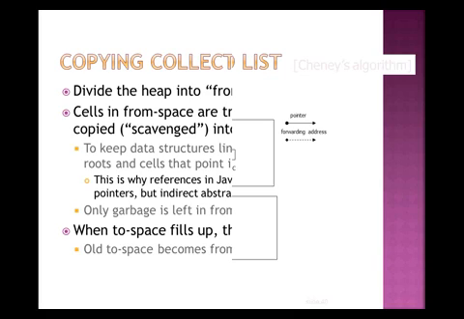That is, first divide the heap into two categories, the from space and the to space. Then cells in the from space are traced and copied to the to space, so that only garbage is left in the from space and all the data goes into the to space. When to space fills up, the roles flip. That is, all to space becomes from space and vice versa. The old to space becomes the from space and vice versa.